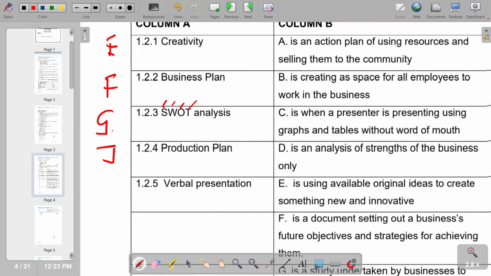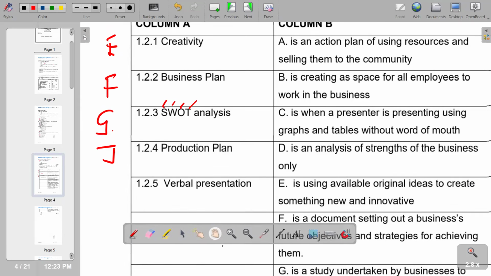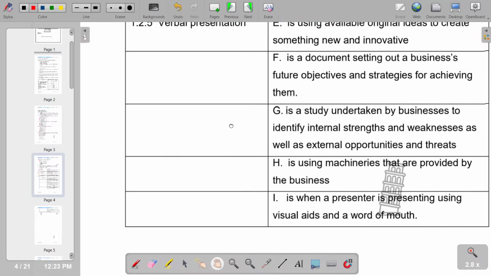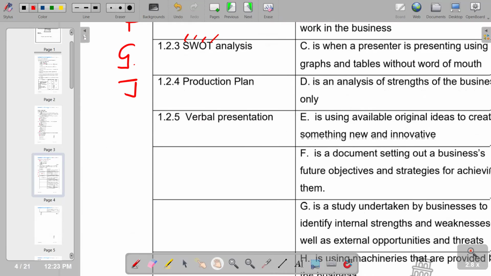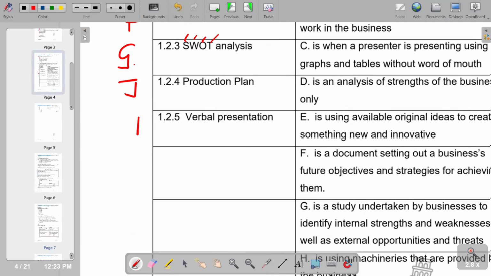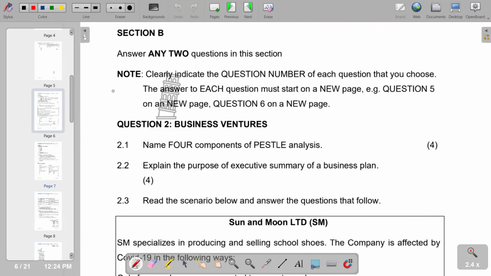Then verbal presentation. Verbal presentation basically involves the act of delivering information, ideas, or arguments to an audience using spoken words. So we check which one matches the verbal presentation according to our responses. So we go to I, is when a presenter is presenting using visual aids and word of mouth. So basically that's verbal. So we have I. That was the last one on this part. So we move on to the next part, which is now our section B.